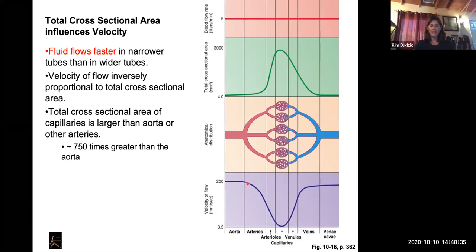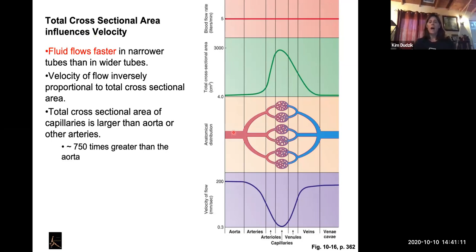But the bottom graph is showing velocity. So this is millimeters per second, right? We said velocity was distance over time. So this is millimeters per second. What this is telling you, in our largest vessels, we have the fastest speeds. Okay, that's opposite of what we know about tubes and fluid flow. Usually the largest diameters have the slowest speeds, but in our cardiovascular system, it's because of the total cross-sectional area.